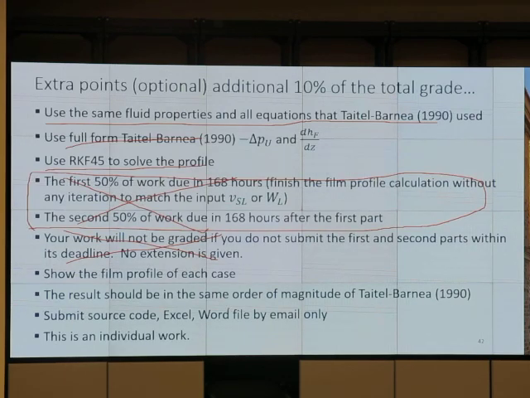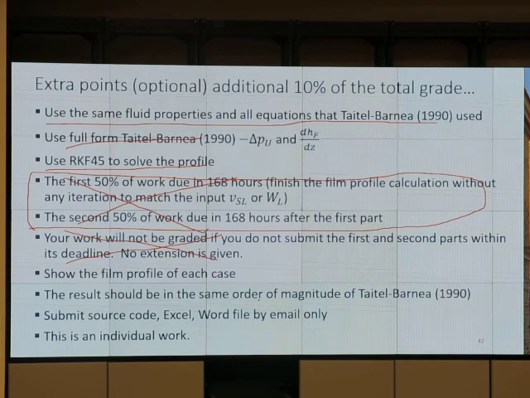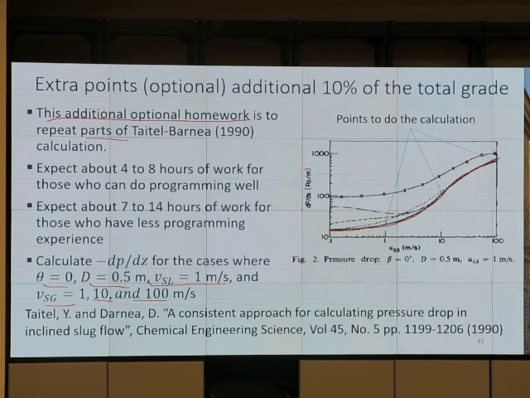So what I want is you repeat that line, right? But okay, you do 3 cases. VSG equal to 1, which is that point, 10, which is that point, and 100, which is that point. Okay?